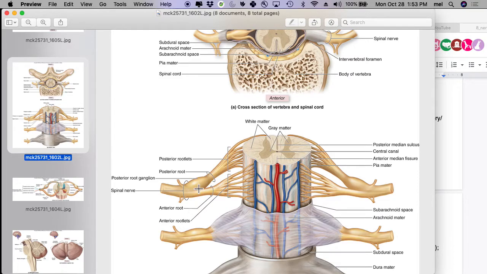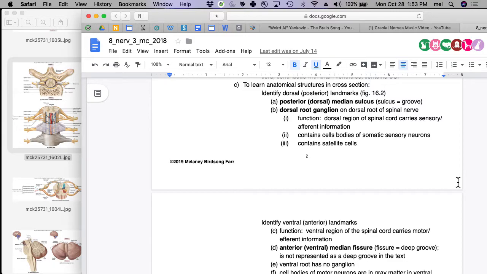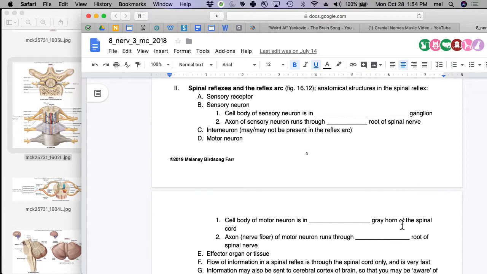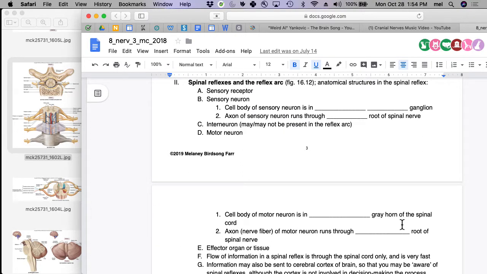Posterior root with posterior root ganglion. These are the rootlets, right? Anterior rootlets, anterior root come together to form a nerve. Good? All right. And we're about to put things through it in just a second. Okay, so now what I want to do is start putting some function together with the structure, right?